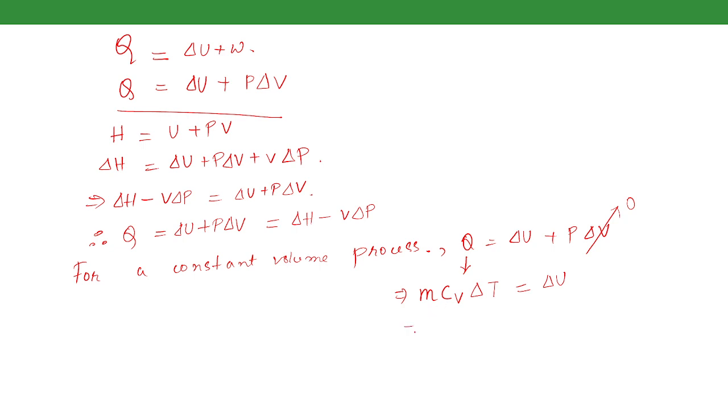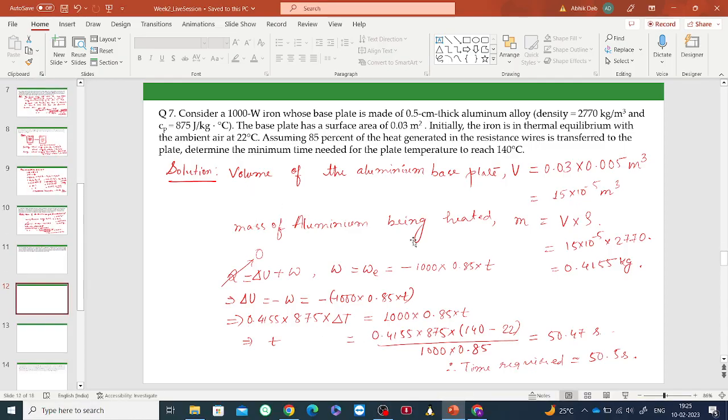So the change in the internal energy can be written as m Cv delta T. Or in terms of the specific internal energy, you can write it as Cv delta T, that is if we divide it by mass. Okay, is it clear till now? Yes, sir. Okay.